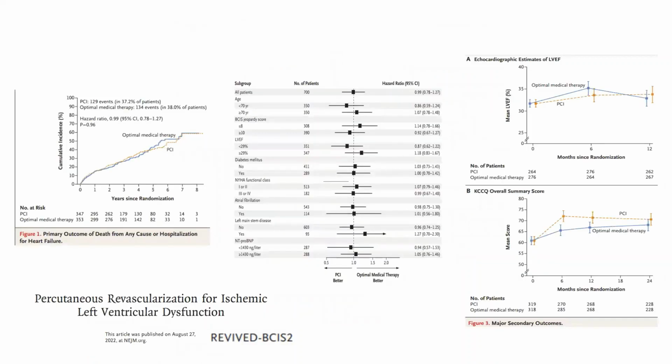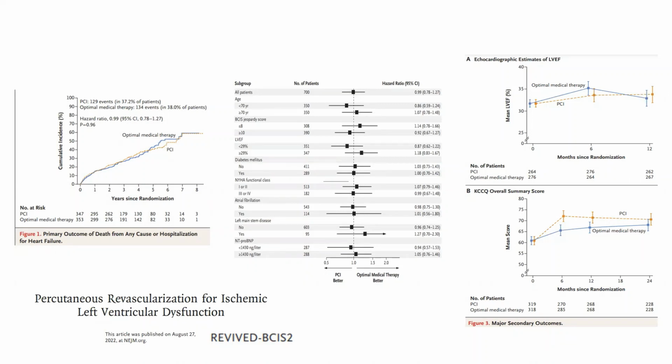Okay, now there is the new trial, REVIVE BCIS2. This was published in 2022. You probably heard of this. Again, it is an important landmark trial, okay? In this one, they chose patients of ischemic cardiomyopathy with low ejection fraction. See, with low ejection fraction. And then they divided them into 2 arms, revascularization plus medical therapy or medical therapy alone.